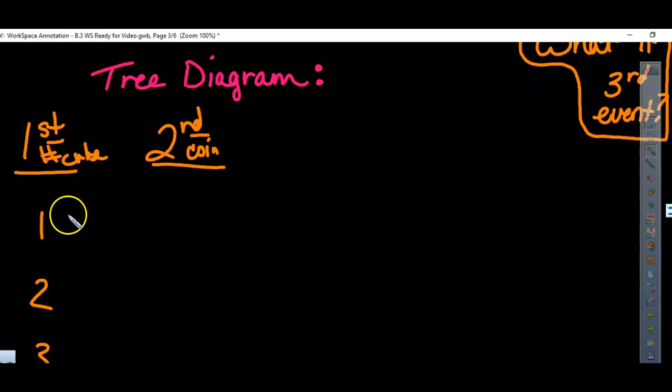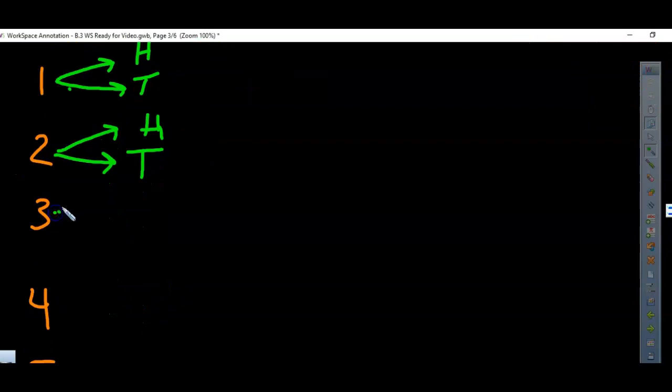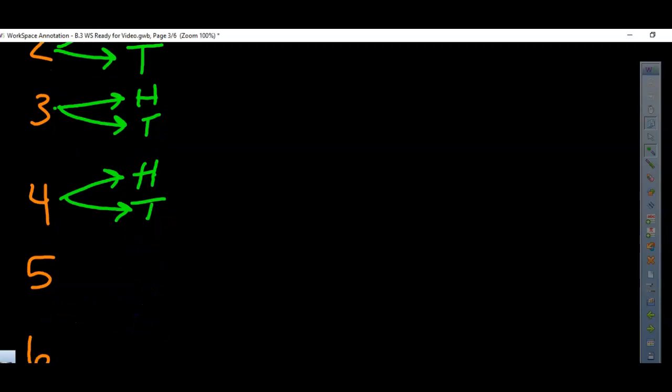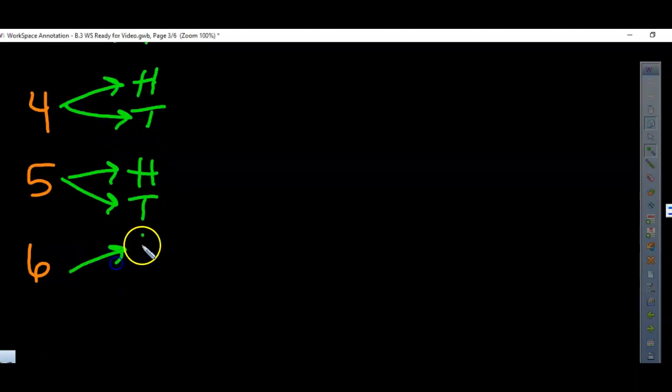So our second choice, if we roll a 1, we could still flip a heads or we could flip a tails. If we roll a 2, we could flip a heads or we could flip a tails on that coin. If we roll a 3 on that number cube, same thing, heads or tails. It doesn't matter which one. One of them is going to happen. We know that. Okay. And just keep on going with that pattern here until we've reached that final one.